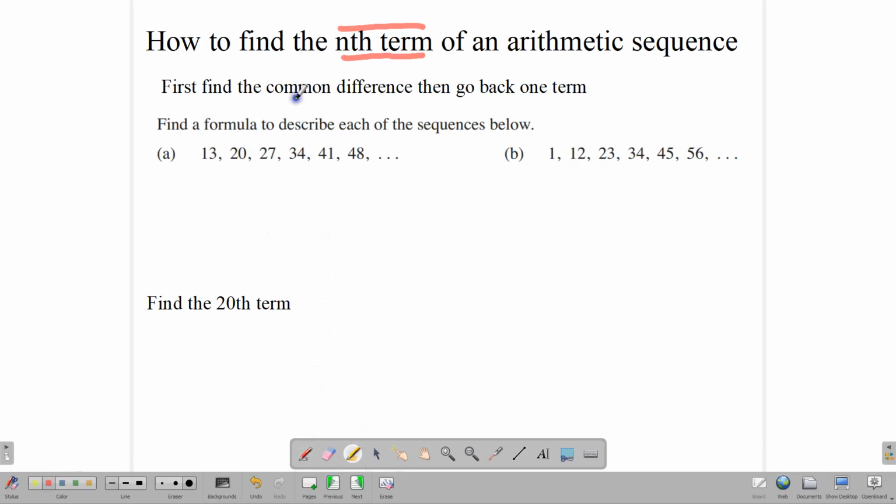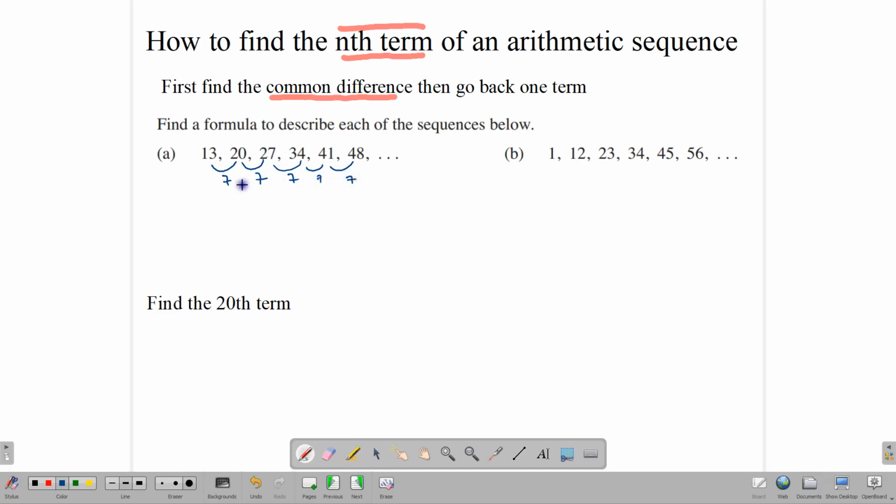And to find the nth term, first we look at something called the common difference. And note, these are arithmetic sequences, so they will have a common difference. All right, so I'm talking lots of new material here. The common difference is that we need to look at each consecutive pair of terms and say, what is the difference between them? So what is the difference between 13 and 20? 20 take away 13 is 7. All right, now look at 20 and 27. 27 take away 20 is 7. Let's look at these again. 34 take away 27. 7 again. And as you continue here, you'll notice that the difference between them is 7.